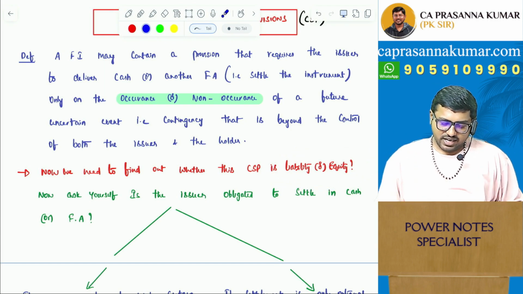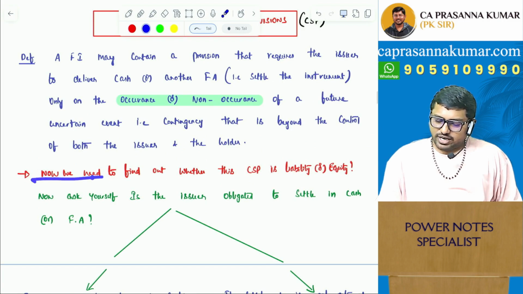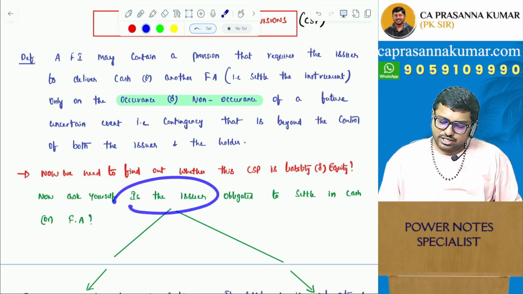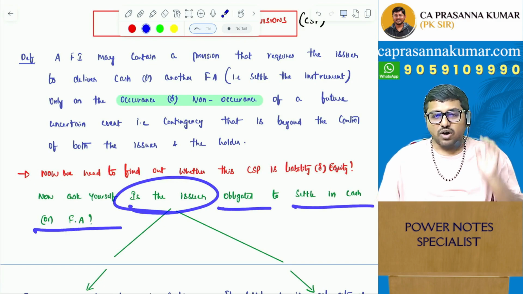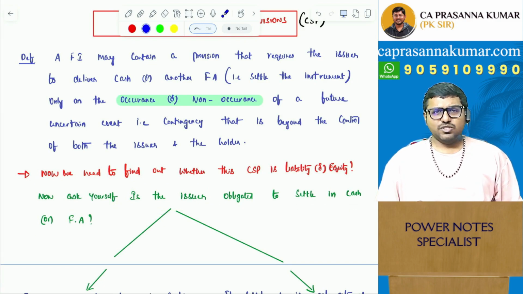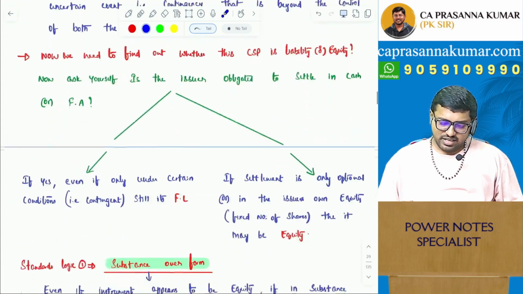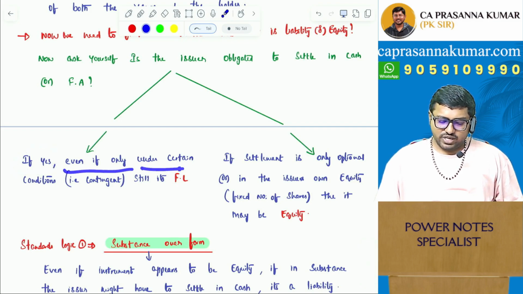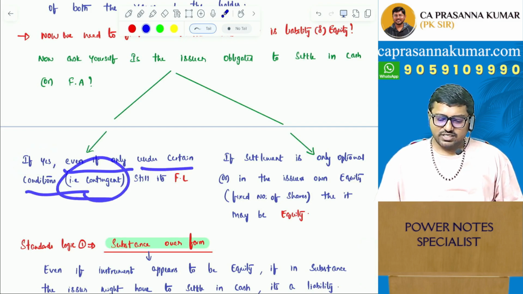Got the point? Anyways, now ask yourself, question yourself: is the issuer obligated to settle in cash or financial asset? If he's obligated, naturally it will be what? Financial liability. If he's not obligated, it will be equity. That we know already, isn't it? Let us see. Yes, he is obligated. Then even if only under certain condition, even if it is contingent, still it is a financial liability.